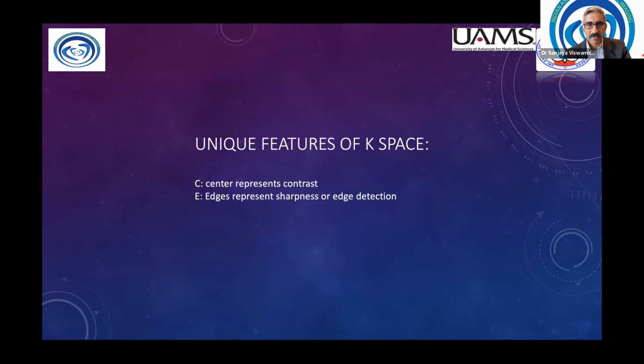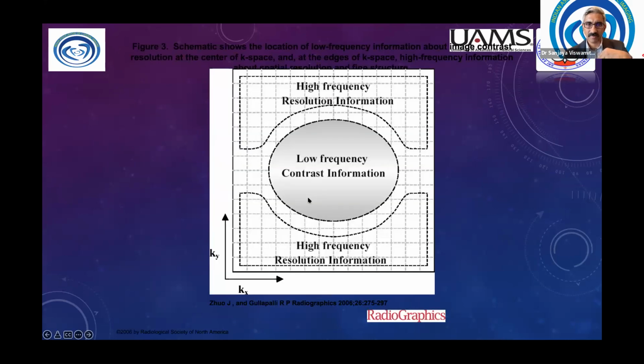Okay. So let us now understand how that translates into unique features of K-space. The center, remember, has the higher echoes, the stronger echoes. It represents contrast, C for contrast. The periphery or the edges has the lower echoes, the weaker echoes, and they represent sharpness or edge detection. So the low frequencies, but stronger strength echoes are in the contrast. The higher frequencies, but lower strength echoes are in the periphery, which give you resolution.